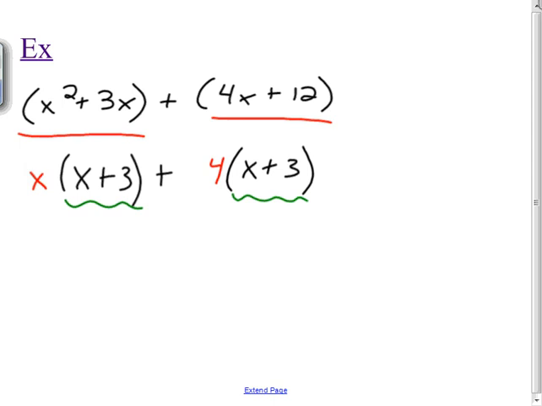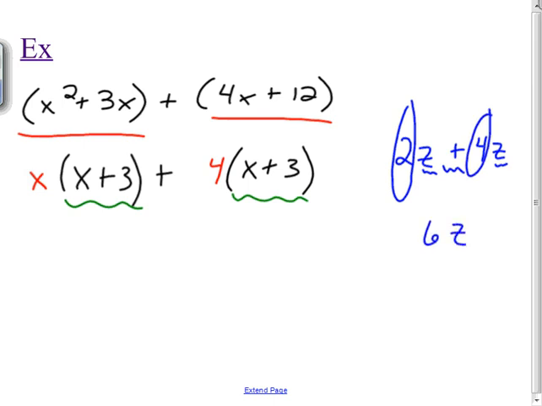Now let's instead think of this as 2z plus 4z. We all learned early on simplifying, combining like terms. These are like terms because they both have the exact same variable, z. So then I do what the coefficients say. 2 plus 4 gives me 6z. Same process here. They both have the exact same thing attached to them. So you can think of these as like terms. They're not exactly, but it kind of follows that process. So then, because those are the same, I do what the coefficients say. X plus 4.